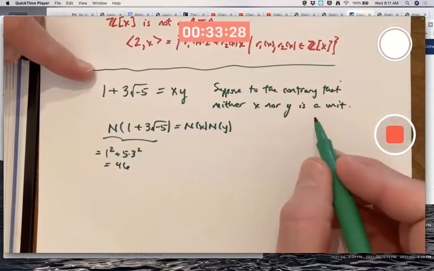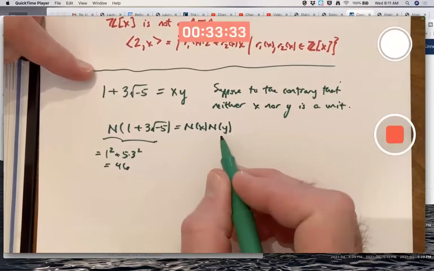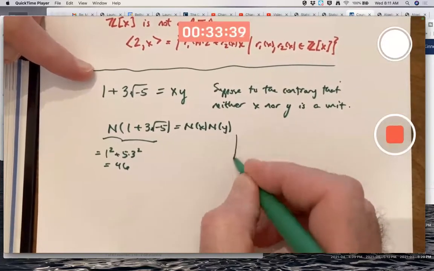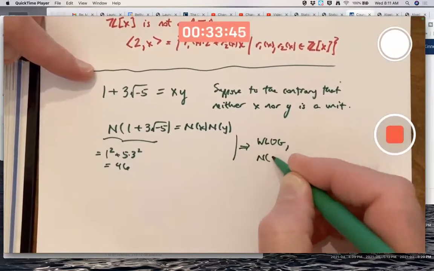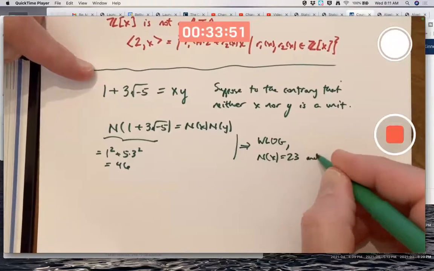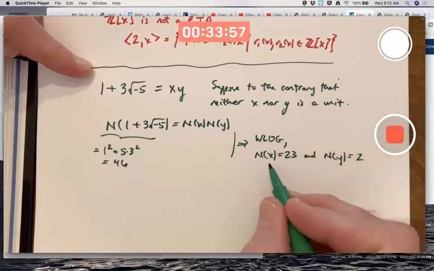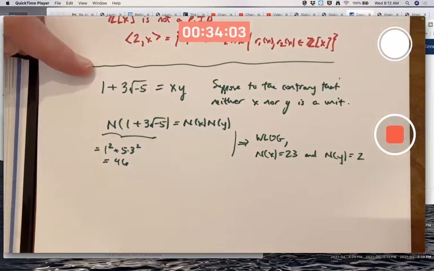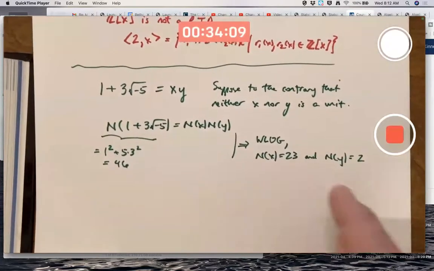Since neither x nor y is a unit, neither of these numbers is 1. And also neither of them is 46. Therefore, you could say without loss of generality, one of them is 23 and one's 2. Say n of x is 23 and n of y is 2. I'm doing a without loss of generality here because I could also say n of x could be 2 and n of y could be 23. But that's a symmetric kind of thing. So you may as well just assume n of x is 23 and n of y is 2.